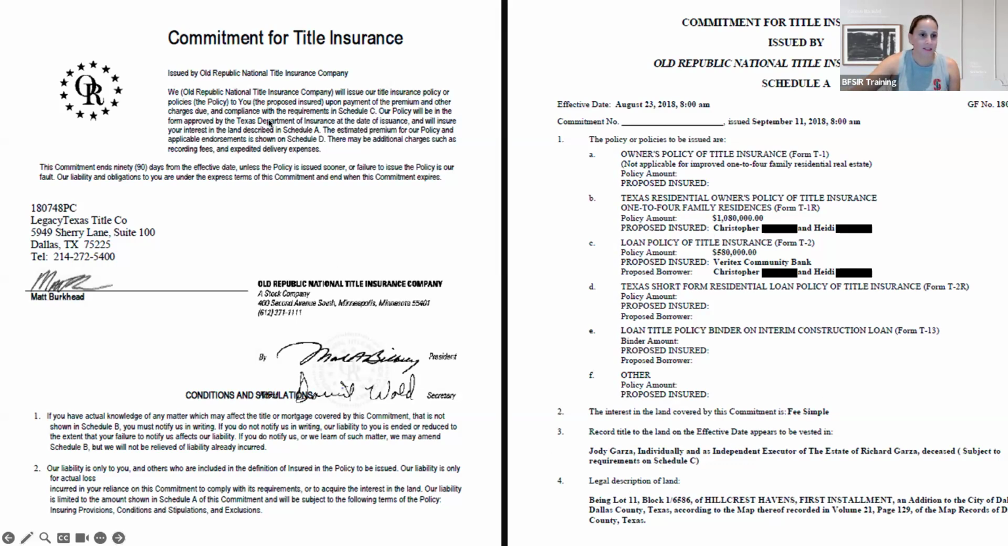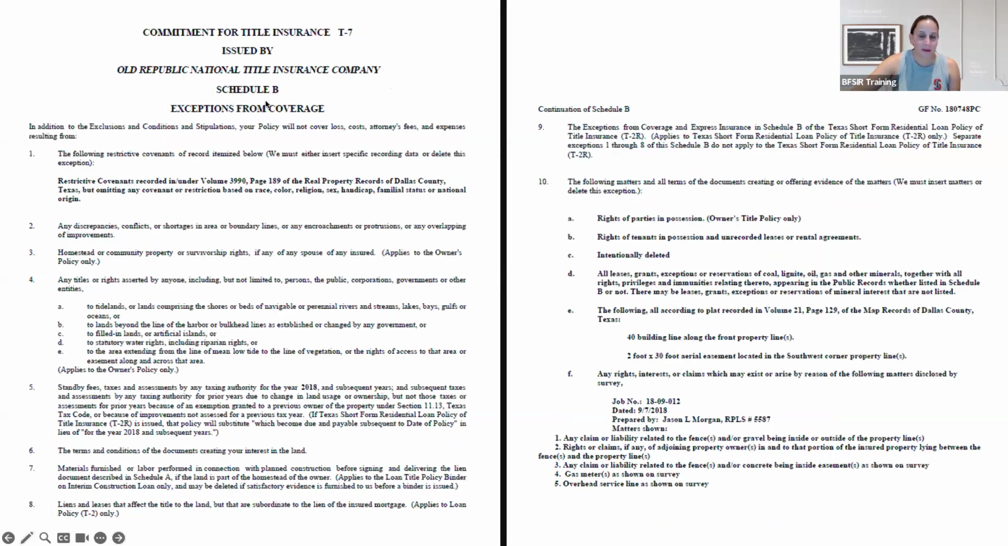Okay, so then this is Schedule B. Your B is for buyer. This is what the buyer needs to look at because these are all of the things that are not going to be covered by their policy. Items 2 through 9 are boilerplate, and then 1 is going to say any restrictive covenants, like from when they originally recorded the deed or what have you. And then 10 is going to be exceptions that are specific to the property.